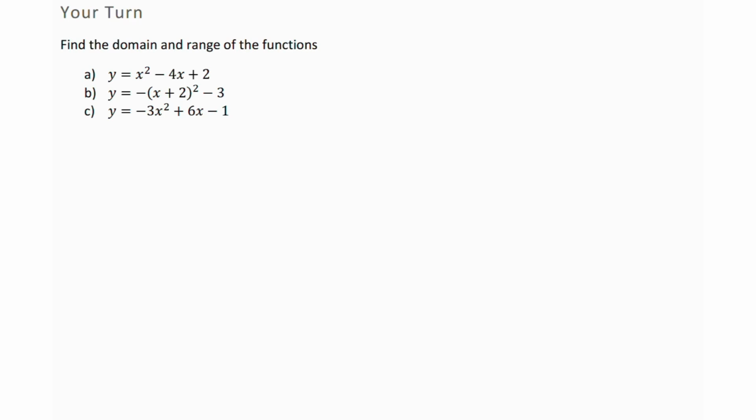Find the domain and range of the three functions given here. So part A first, it's a quadratic, so the domain is going to be all real numbers. For the range, we need to find the vertex.